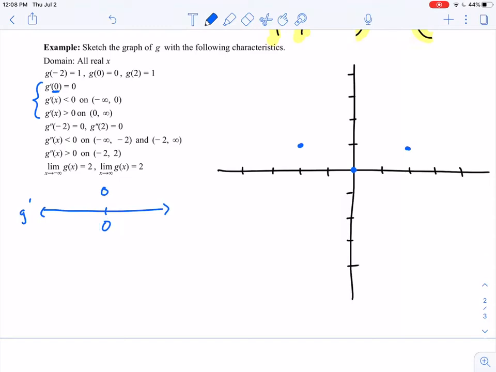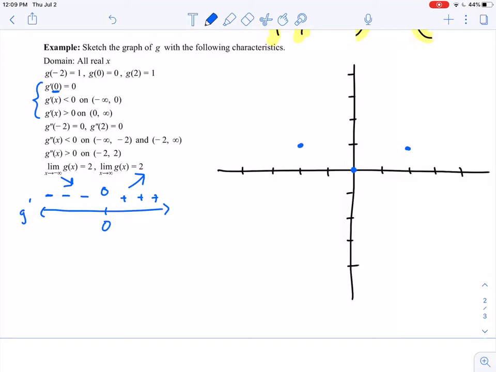So let's see. G prime of x is less than 0 on -∞ to 0. So on -∞ to 0, that's the left-hand interval over here, our first derivative is less than 0. Our first derivative is negative. So our function must be decreasing on that interval. And then on 0 to +∞, so this is talking about the right-hand interval, we have g prime of x greater than 0. That's another way to say that the first derivative is positive, so our function must be increasing there. So we can kind of look at this and see, okay, we're decreasing and then increasing.